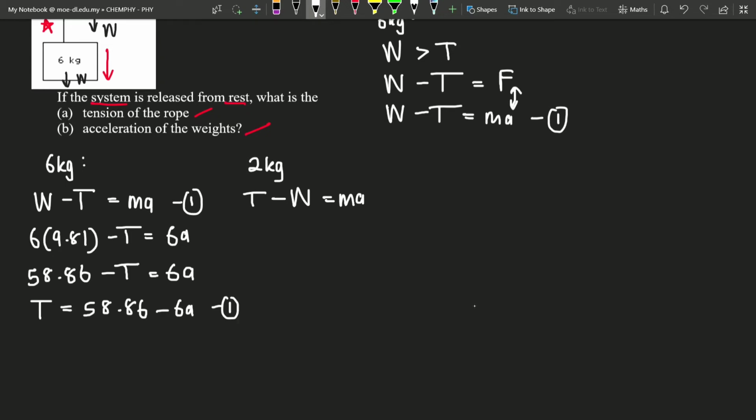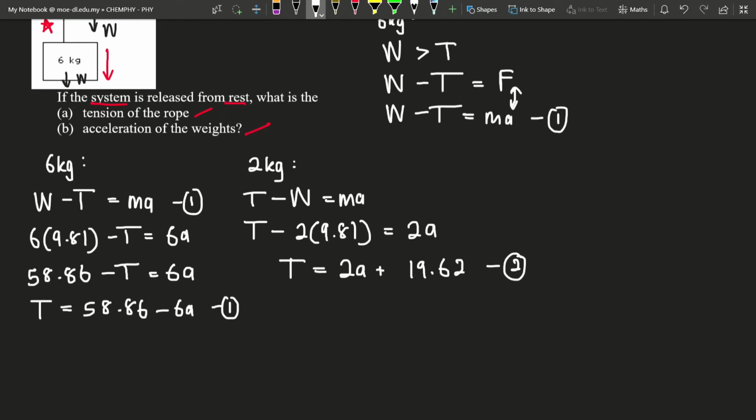Second equation, you guys tahu T tolak W. W adalah mg. M kita 2 kg. G 9.81 sama dengan M2A. So let's say you guys nak express T sama dengan 2A tambah 19.62. This is our second equation. So you guys dah dapat dua persamaan. Dekat sini baru you guys boleh guna persamaan serentak, simultaneous equation.